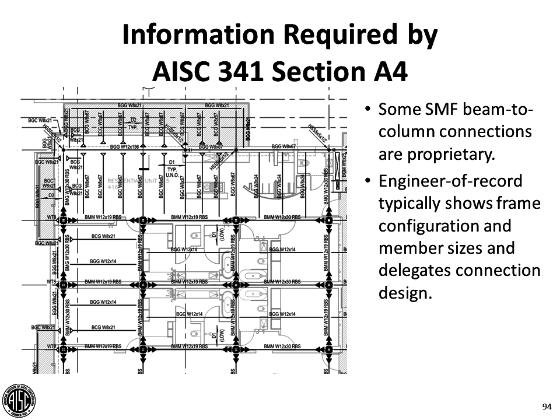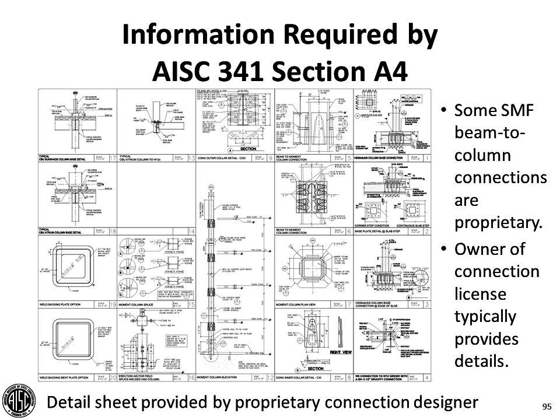Generally, the engineer of record shows the frame configurations, in other words, where they are, the basic member sizes, and then delegates the connection design to the manufacturer or the holder of the patent. And then generally what happens is that the owner of the connection will provide details that are either incorporated into the drawings or treated as what we would call a deferred approval. In other words, they're listed on either the structural or the general index sheet of the project drawings, and then serve as a separate submittal both to the engineer and, if required, to the building official.